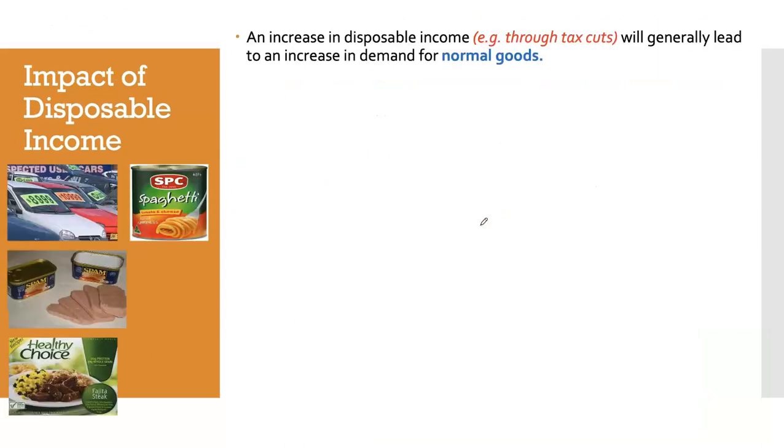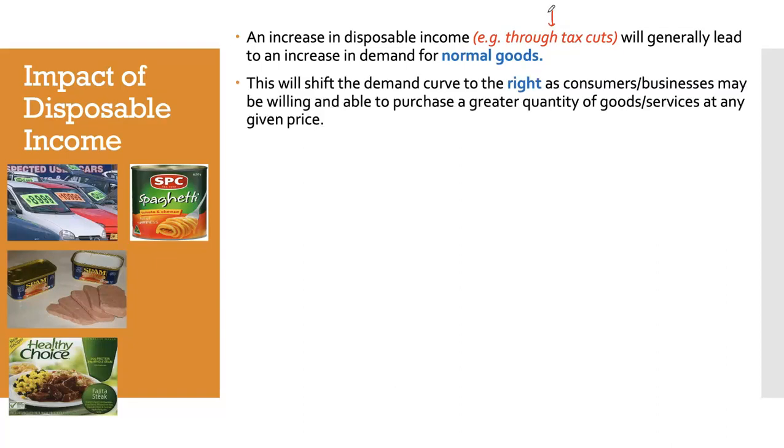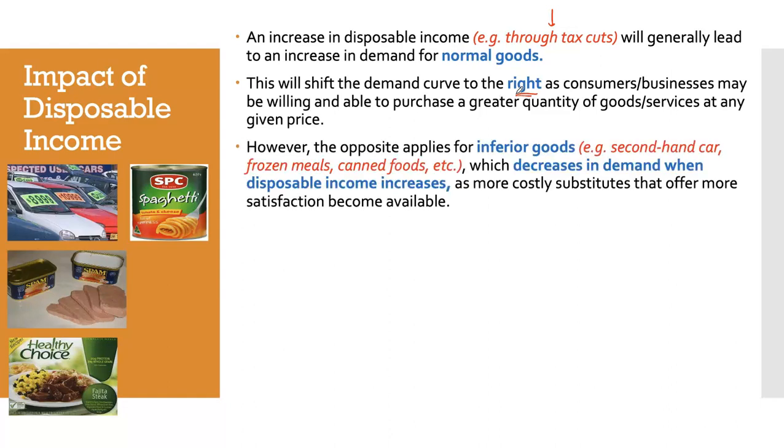Now, as we just discussed, an increase in disposable income, this could be through maybe tax cuts, will lead to an increase in demand for normal goods. This will shift the demand curve to the right, as people are maybe willing and able to purchase a greater quantity of goods. However, we will also talk quickly about the concept of inferior goods.